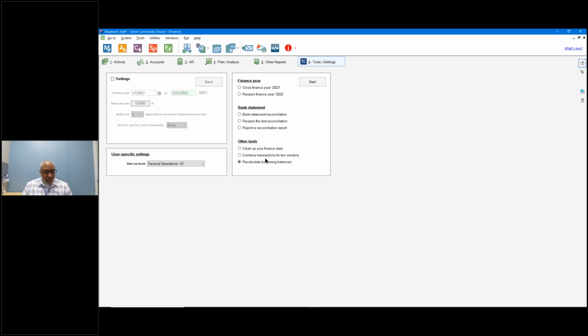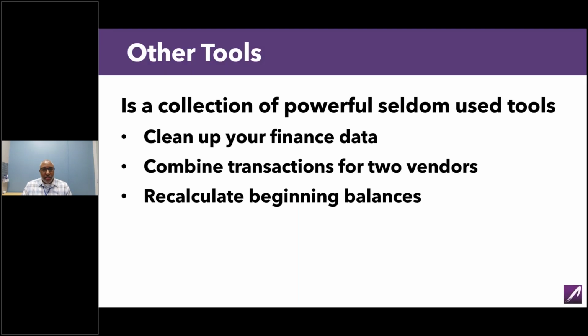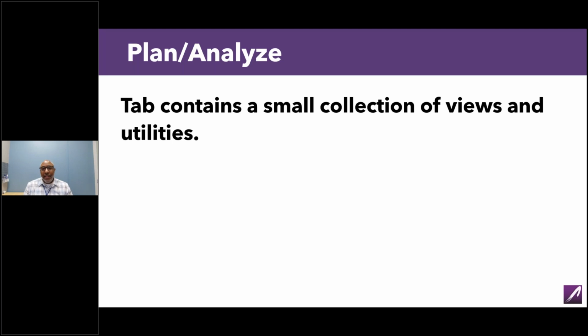Then that's other tools. Let's go back to the slideshow. Plan, analyze. Plan, analyze is literally that. This tab contains a small collection of views and utilities, and we're going to use these to plan for the future, like the budget stuff that's in there. And with analyze, we're going to take a look at the past in conjunction with planning for the future. So it's a plan, analyze tab.